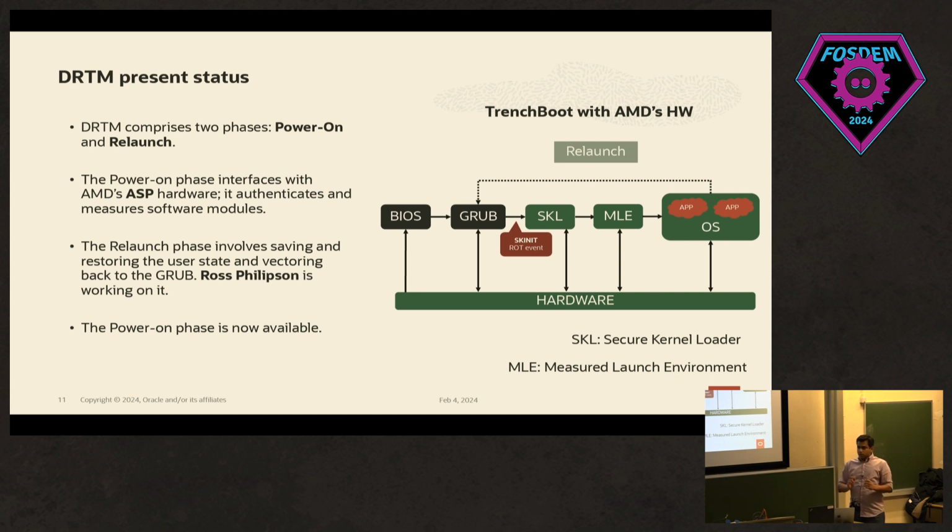What relaunch does is, whenever somebody believes that the TCB has been compromised for whatever reason, they can save the user state, jump back to grub, and kick off the DRTM again. And then it should be a quicker process. And when we get back to the OS, we restore the user state, and now we have a quickly established trust without losing the user state.